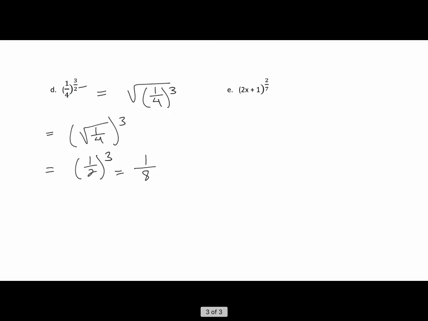For example E, then, I need a radical where the index is 7. And the radicand is the base with the numerator exponent. And I can't really simplify that, so I'm going to leave that as it is.